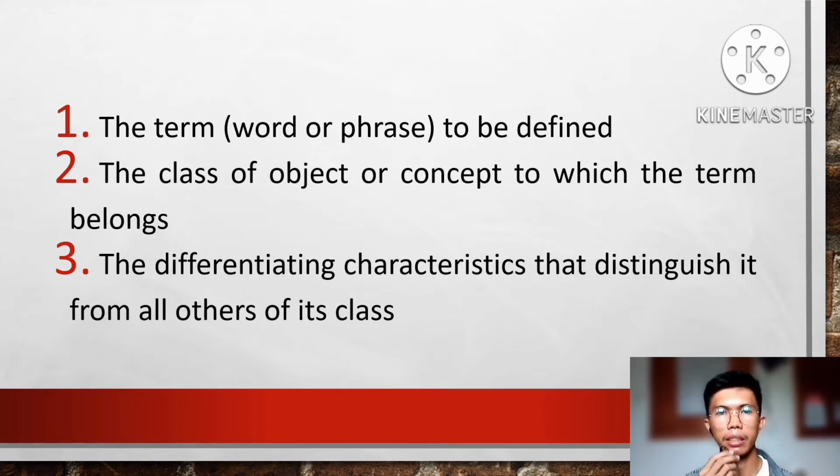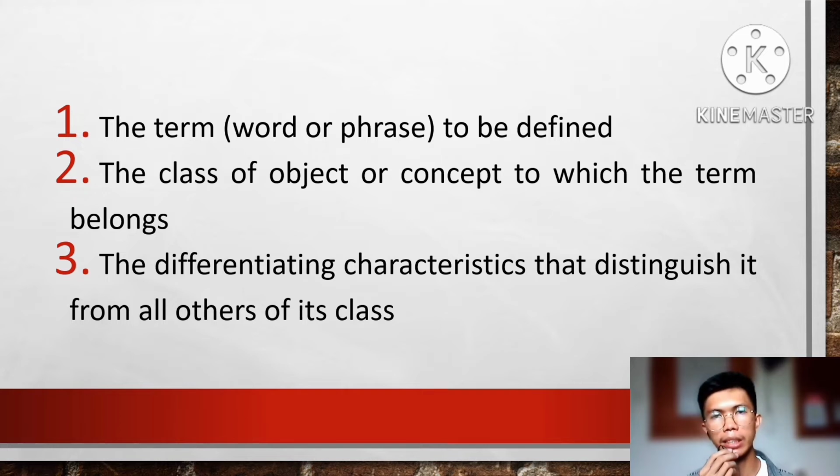The second part of a formal definition, to know where it belongs, we can put this thing into account. So the class gives us an explicit explanation of where it comes from, or came from rather. And lastly, the differentiating characteristics that distinguish it from all others of its class.